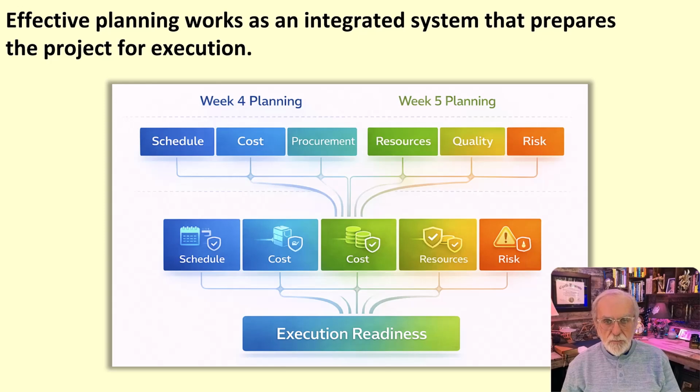Planning as a system. Effective planning works as an integrated system that prepares the project for execution. Here we bring together the broader planning story from both Week 4 and Week 5. Up to this point, we have examined planning in parts so that each domain could be understood clearly. But in practice, effective planning does not happen as a series of isolated documents or disconnected activities. It works as an integrated system.